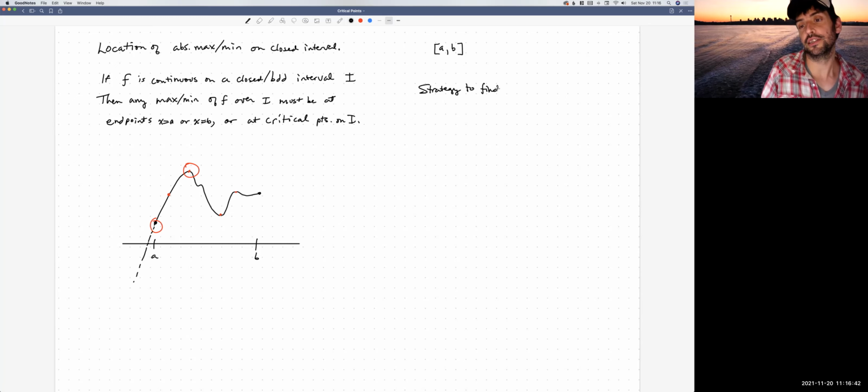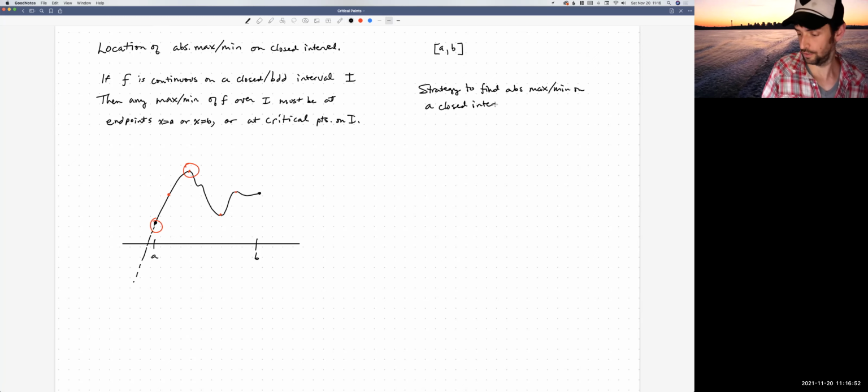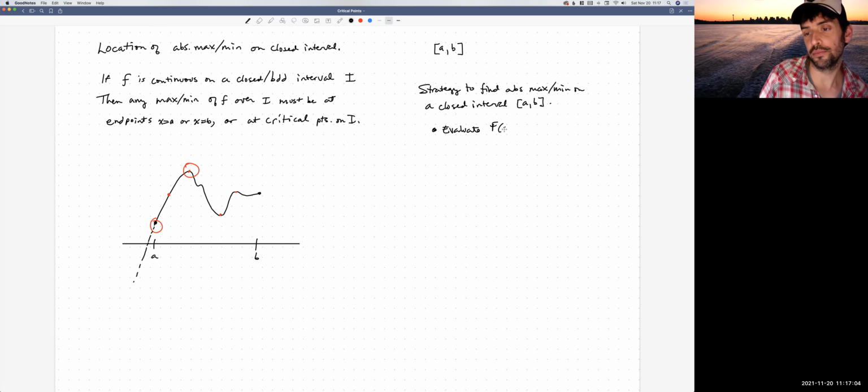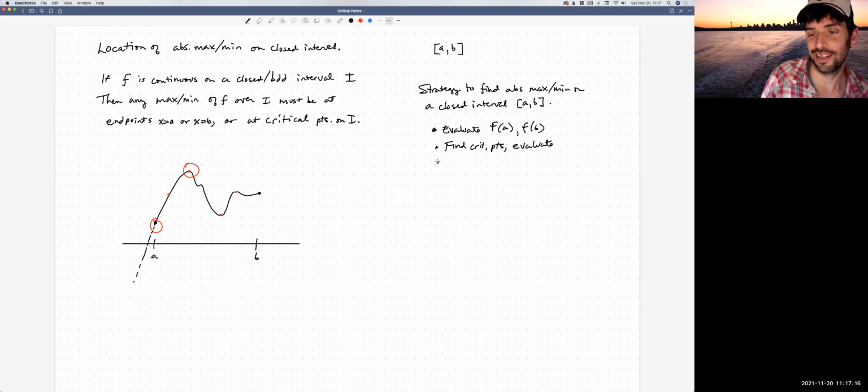And so this gives us a strategy to find the absolute max and min on a closed interval [a, b]. All you have to do is evaluate f at the endpoints, find the critical points, and evaluate and compare.